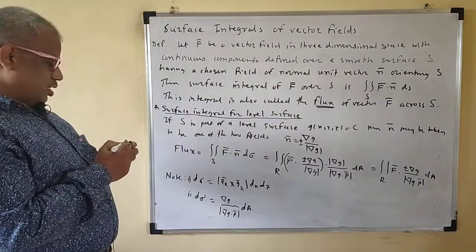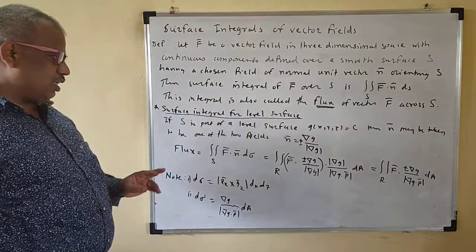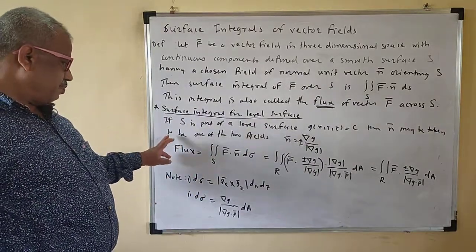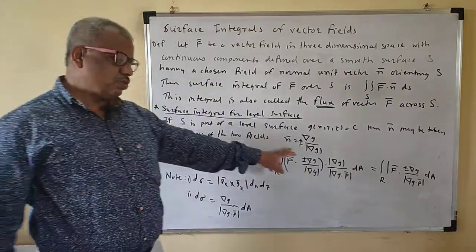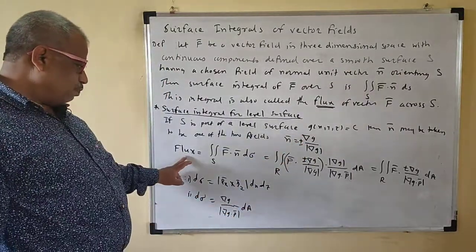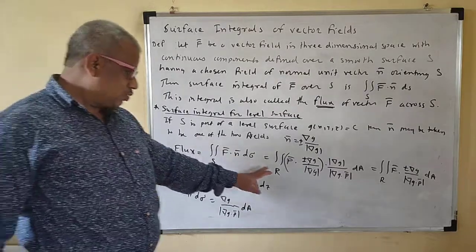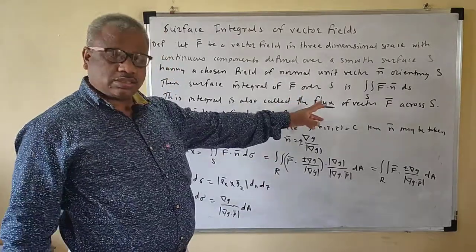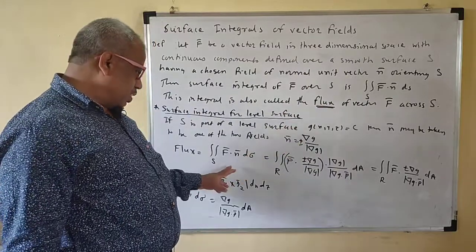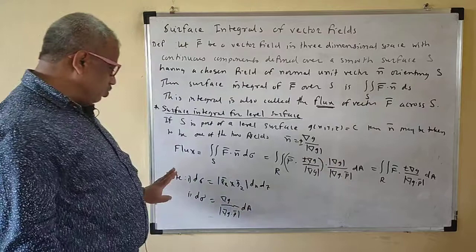If S is the part of the level surface g of x, y, z is equal to c, the n bar may be taken as either of the two fields, so plus or minus this unit vector. So then the flux is equal to this. You know that the flux is defined by this surface integral. Now n bar you can put in, and this is the simplification of this one.